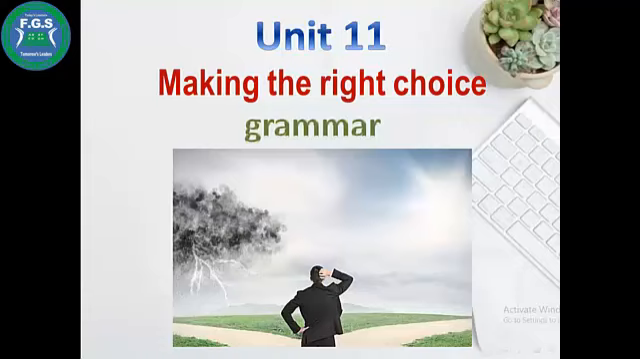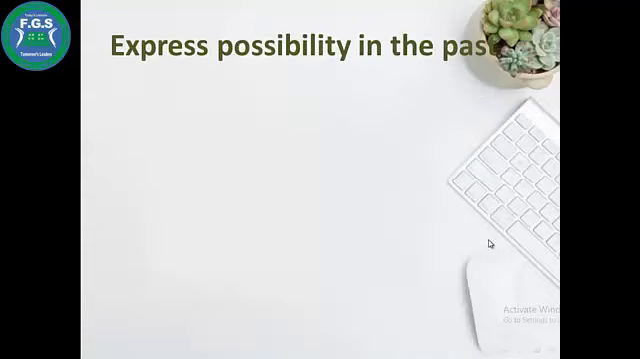Today we are going to take Unit 11 from the new Hello curriculum, Making the Right Choice. Now with the second part, the grammar. Our rule today is to express possibility in the past. How to express possibility in the past?